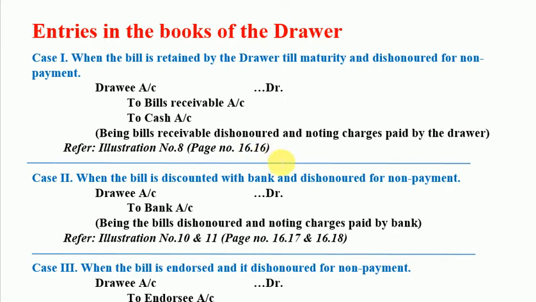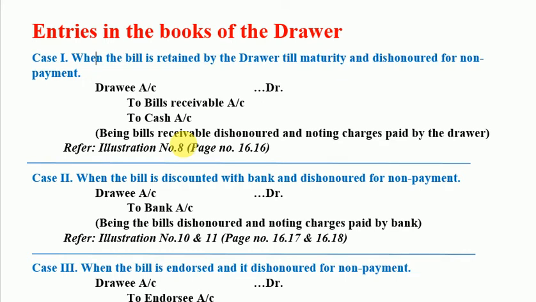You must refer to illustration number 8 on page 16.16 of your textbook, where there is a question with Amar as drawer and Bhaskar as drawee. I'm just talking about the date of maturity, which is April 4 in this illustration. You must refer to it from your book, children. When the bill gets dishonored, the drawer Amar passes the entry on April 4: Bhaskar account debit 51,000 to bills receivable account 50,000, to cash account 1,000. Being bills receivable dishonored and noting charges paid by Amar.